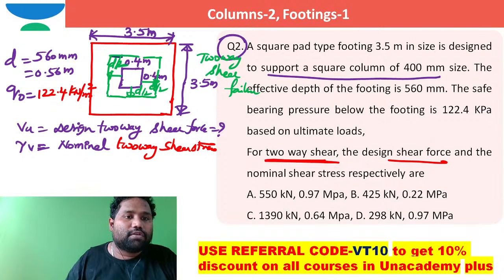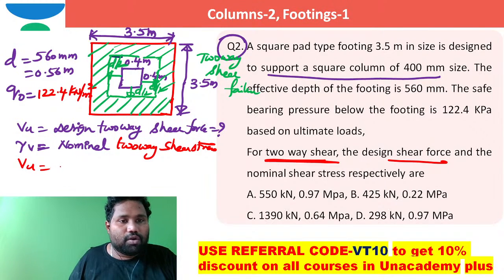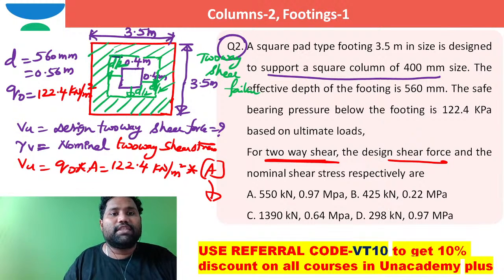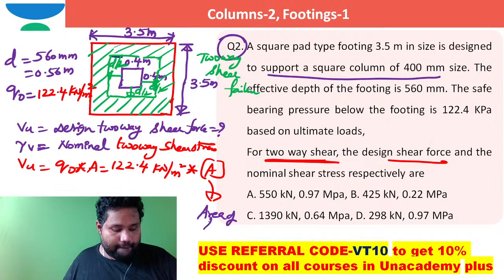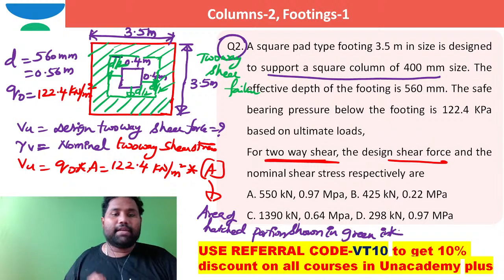Now coming to this two-way shear force, how to work out this VU? VU is equal to Q naught multiplied by the area of this hatched portion. So VU, the design shear force, is equal to Q naught times A. Q naught is 122.4 kilonewton per meter square into area A. A stands for the area of the hatched portion shown in green.